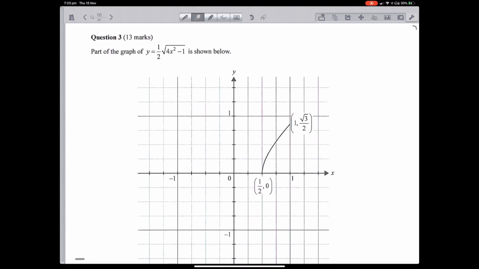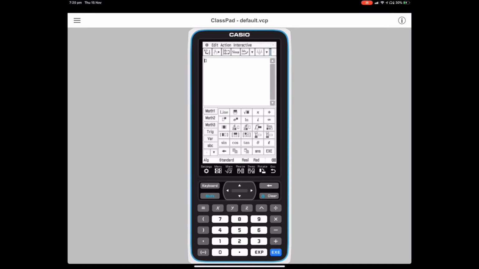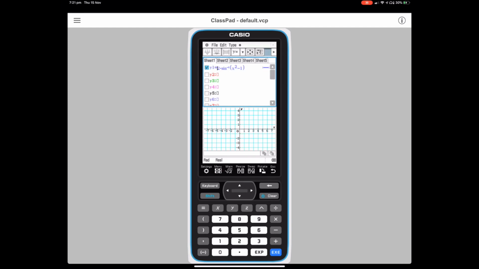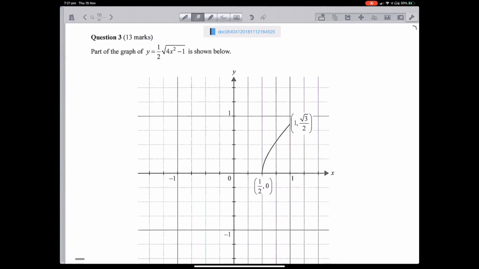Okay, a half root 4x squared minus 1. So let's define that in our CAS, get rid of everything else. A half root 4x squared minus 1, define as f of x. Let's go into here, get rid of that and put in f of x to make sure we put the right thing in. Have a look at it. Part of the graph. Okay, so it's not the whole graph.